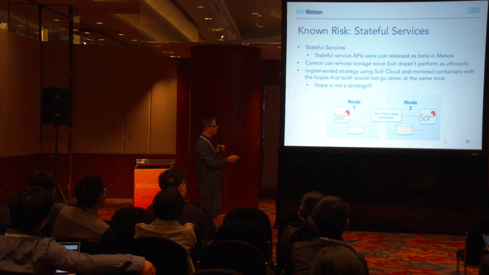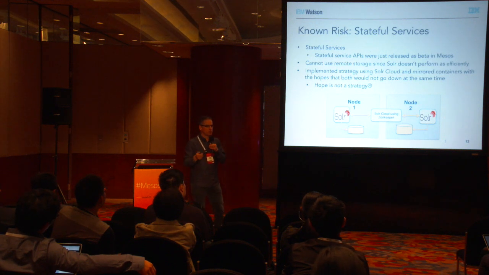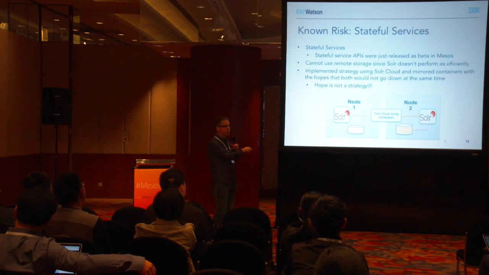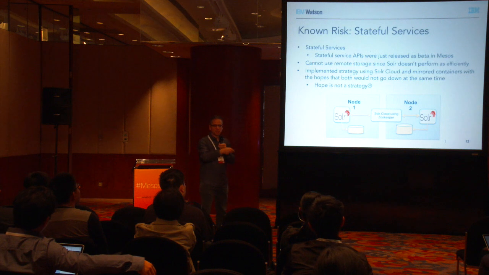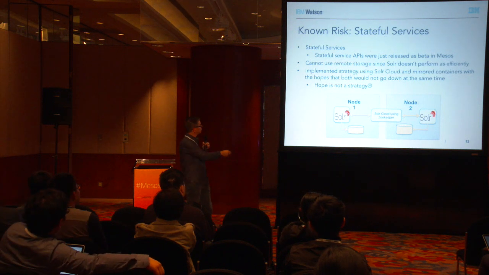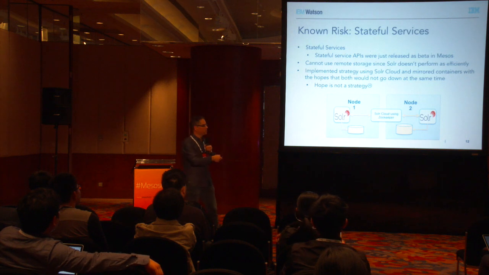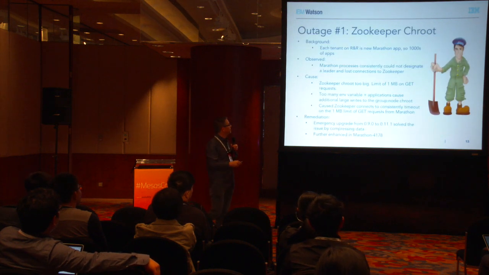So based on that, the solution that the team came up with was to use SolrCloud. So SolrCloud provides mirroring between two Solr instances. We make sure that those two Solr instances are on separate physical machines. So the logic is, if one of the machines goes down, we can still recover on another machine and rebuild the data and maintain high availability. Okay, so this was the hope, and as it said there, hope is not a strategy. We'll see why in a second.